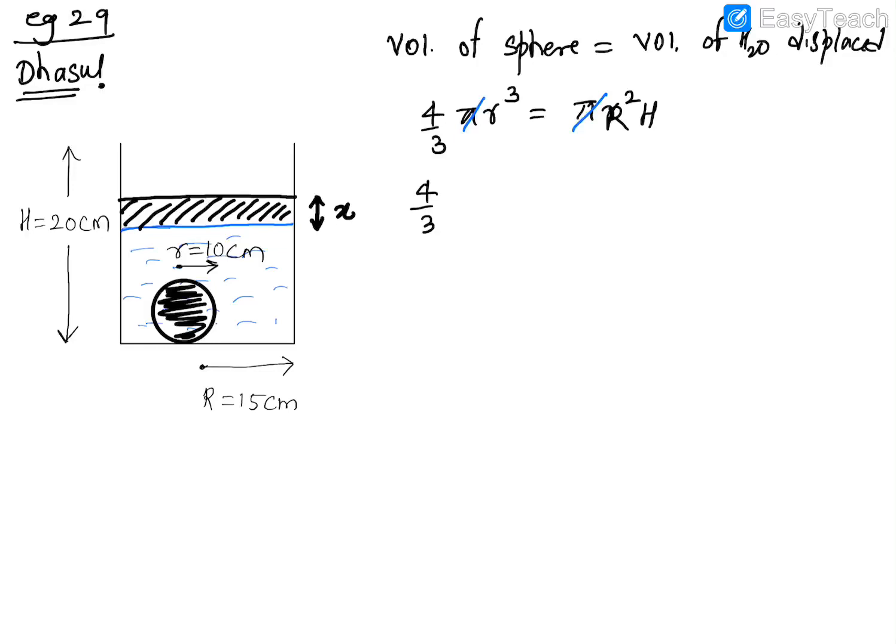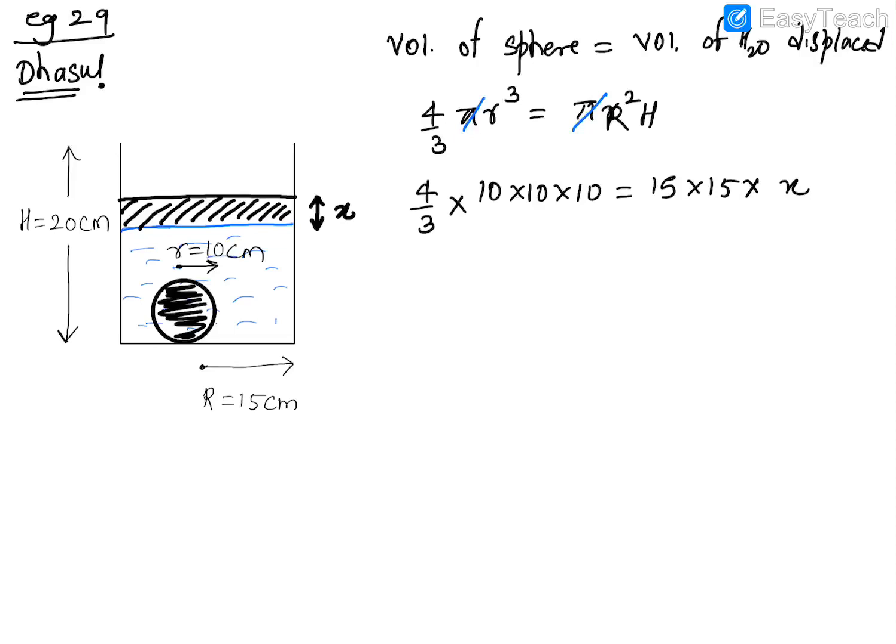Now 4 upon 3 into, what is the radius? 10. So it will be 10 into 10 into 10. Now what is big R squared? 15 into 15 into height is what? X. Because X is the rise in the level of water. Remember, you don't have to take the whole height of the cylinder. You have to only consider that height of the water level, which is where there is an increase in the level.